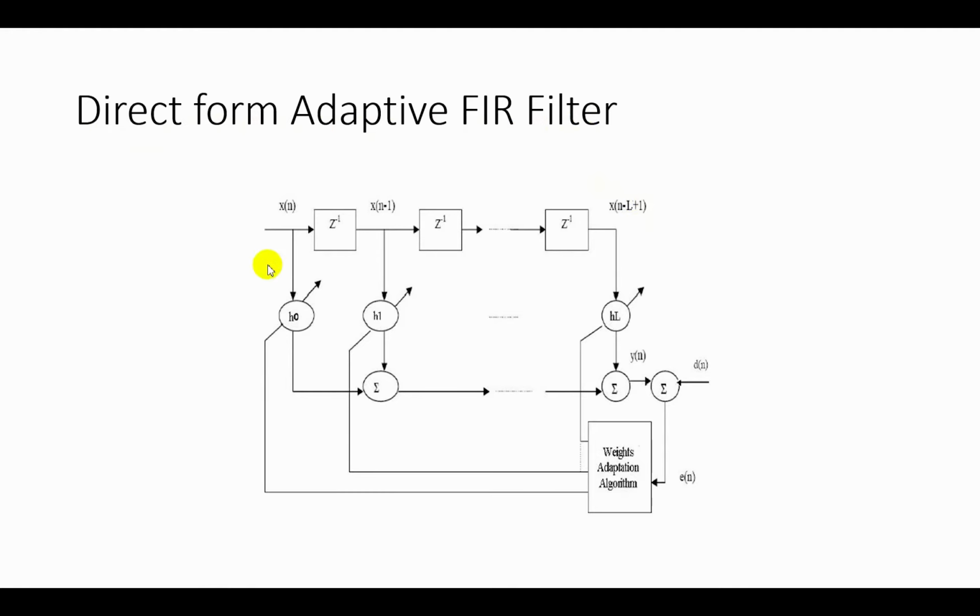This is the FIR filter. X of n is the input given to the FIR filter. Here it produces an output y of n. D of n is the desired output we want. So this will produce the difference between the expected output and the actual output. So based on the error function, this adaptive algorithm will adjust the weights of this FIR filter so that this error can be minimized. So we'll get a better performance.